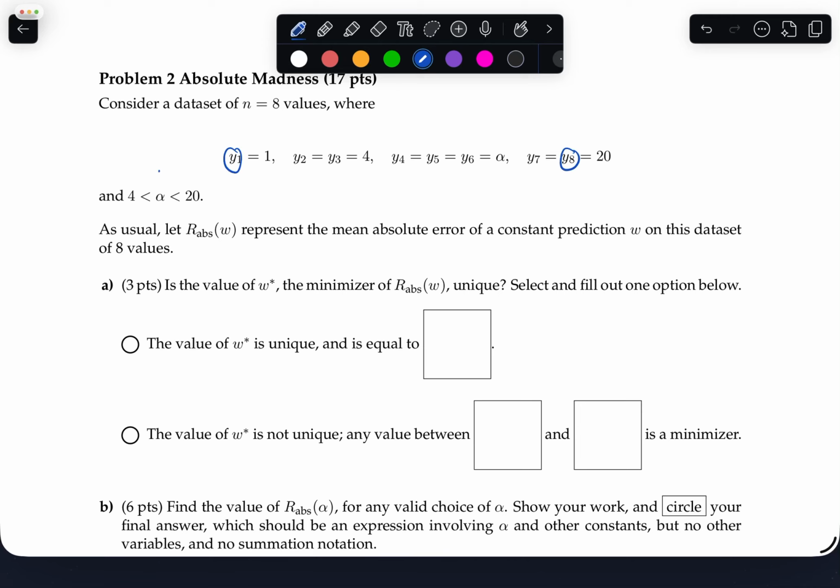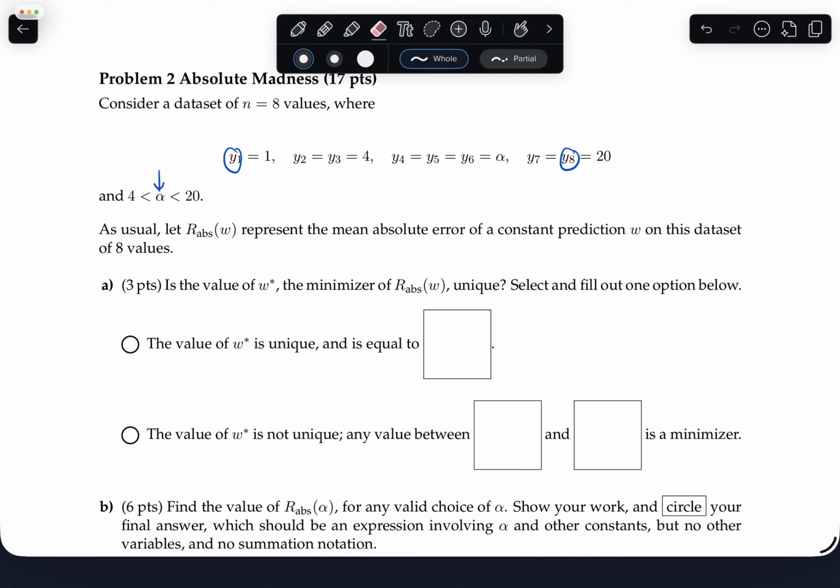Hey everyone, today we'll go over problem 2 of the FA25 midterm 1. So looking at this problem, we're given a data set of n equals 8 values from y1 to y8 and a constraint on our alpha value that is greater than 4 and less than 20.